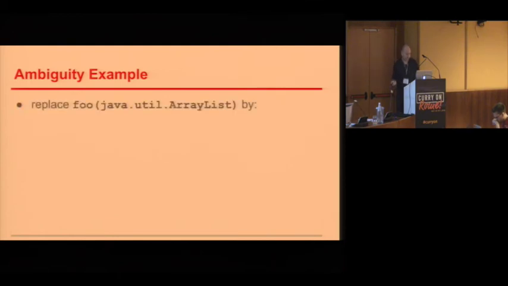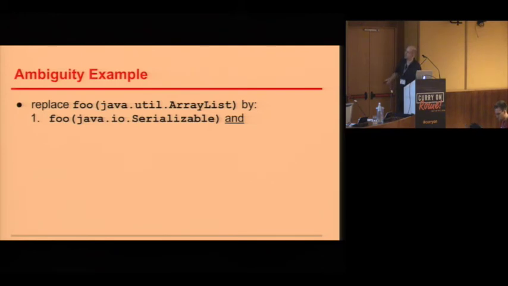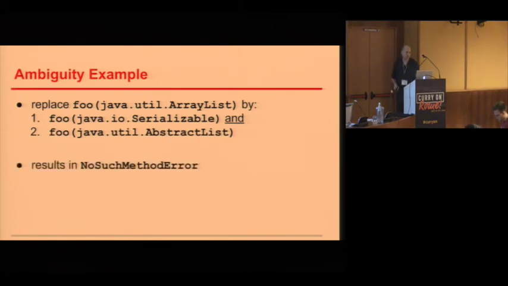Here's an ambiguity example. For instance, we have a method that has an ArrayList parameter type, and it is now replaced by two methods. One has a Serializable parameter type, the other one AbstractList. That would actually fail because we cannot work out a most specific target method.